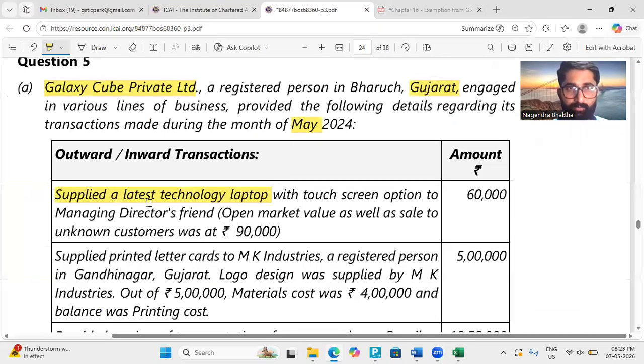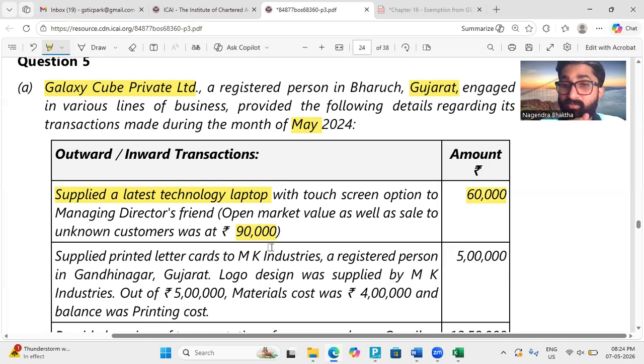Supplied the latest technology laptop. Galaxy Cube supplied the latest technology laptop with the touchscreen option to the managing director's friend. The open market value of that laptop is 90,000. To the managing director's friend, it is given for 60,000, but the actual value is 90,000. Which one will you write in the invoice, 60,000 or 90,000? That is the value of supply.